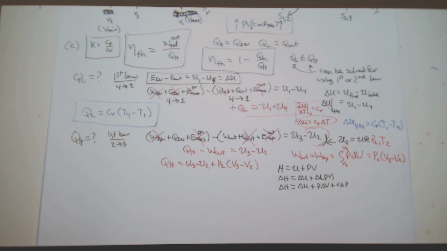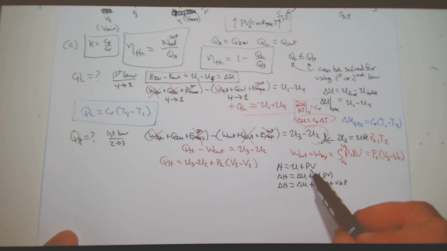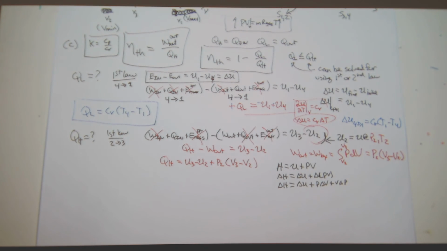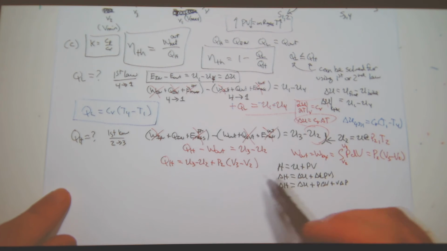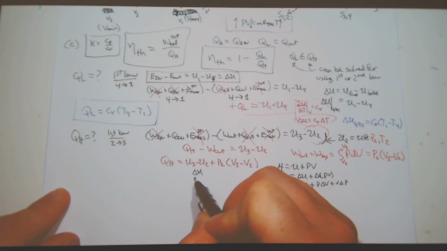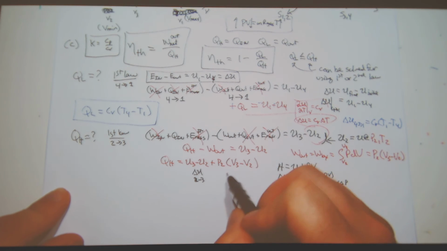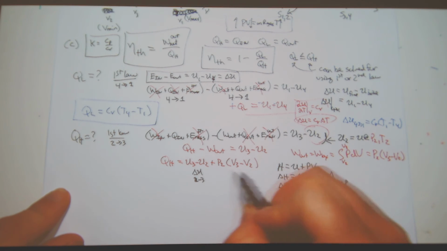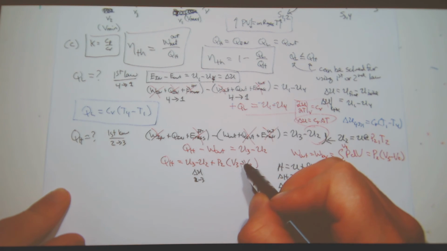I'm using the enthalpy relationship. Enthalpy is coupled with pressure, volume, and internal energy. So this right here is my delta U from 2 to 3, and this is my work part from 2 to 3.